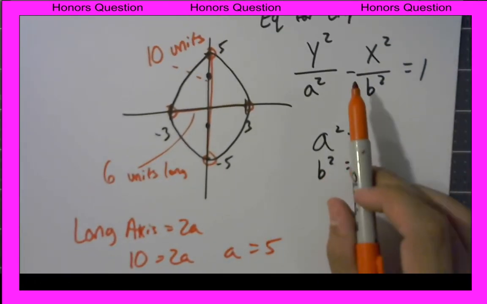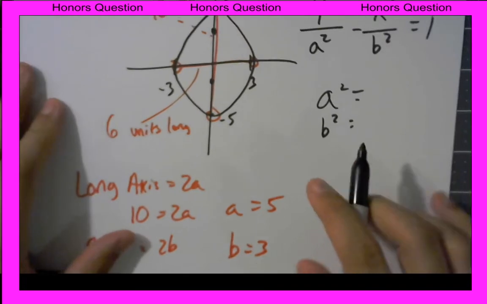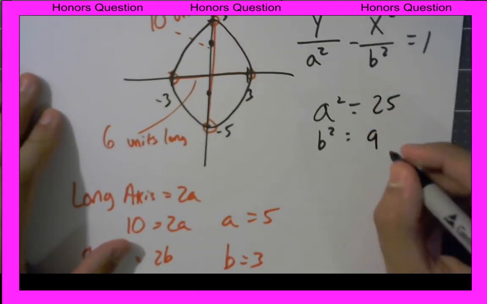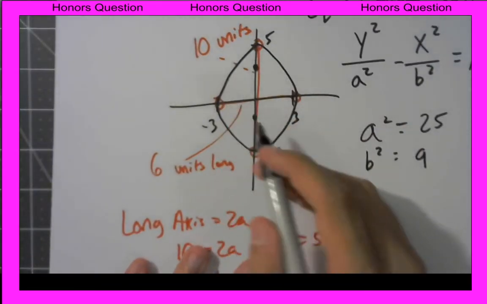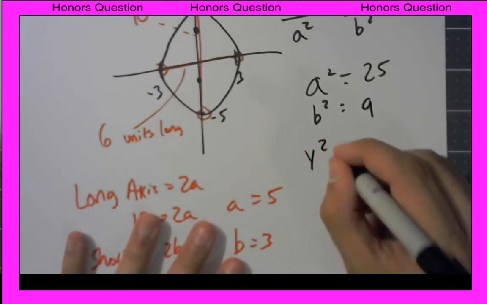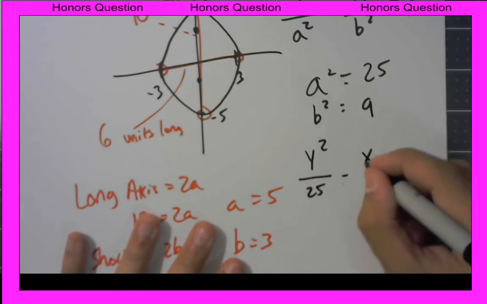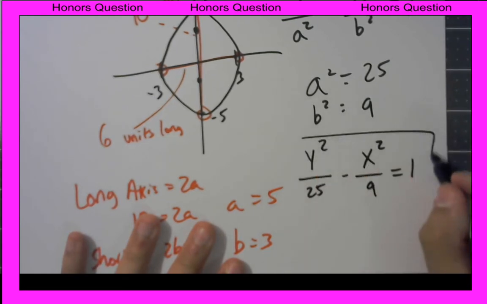The important thing to remember is that I want a squared and b squared. The equation has a squared and b squared. I don't want a and b. That's how I'm going to trick you on the exam. I'm going to leave these as 5 and 3. You need to turn them into 25 and 9. So the equation for this hyperbola is y squared over 25 minus x squared over 9 equals 1.